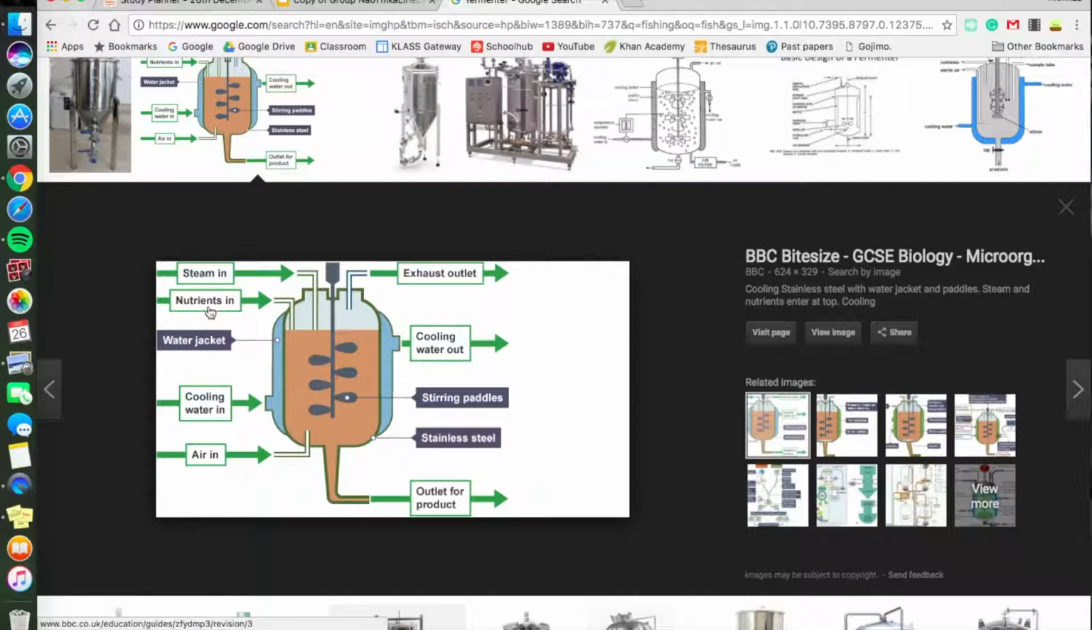And there's also a data logger that monitors the temperature and the pH level and keeps the fermenter at optimum conditions for the enzymes to work.